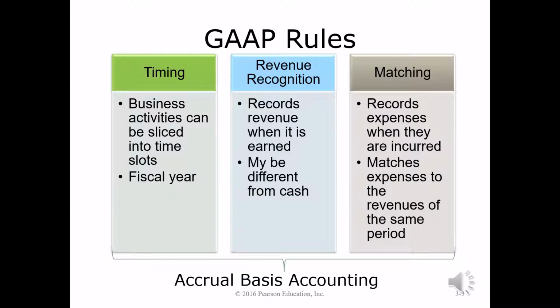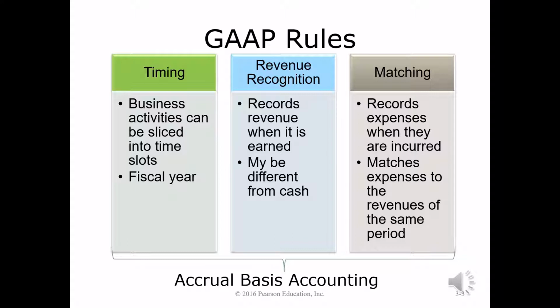Let's learn the GAAP rules that support accrual basis accounting. The first GAAP rule is about timing. This rule says that the business activities can be sliced into time slots. It also determines that businesses must be run on a fiscal year that's a 12-month year. Some businesses have their fiscal year end in months other than December for their own convenience.